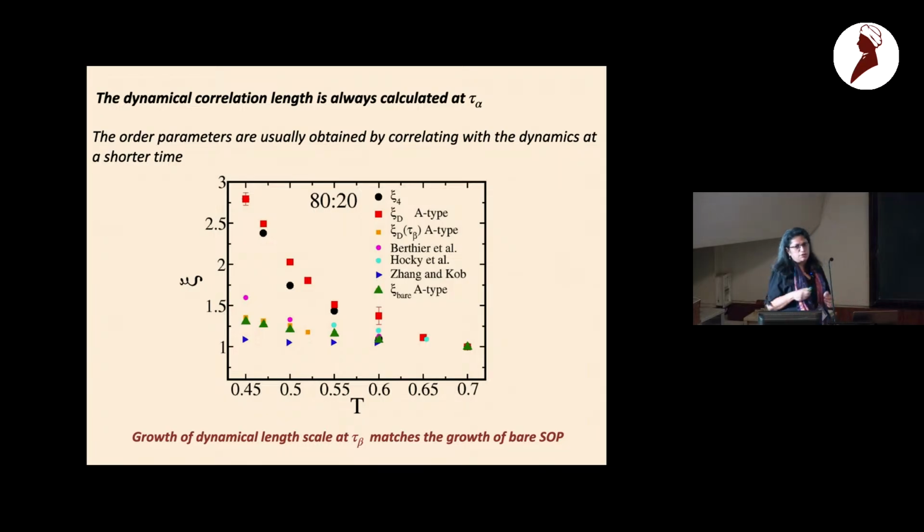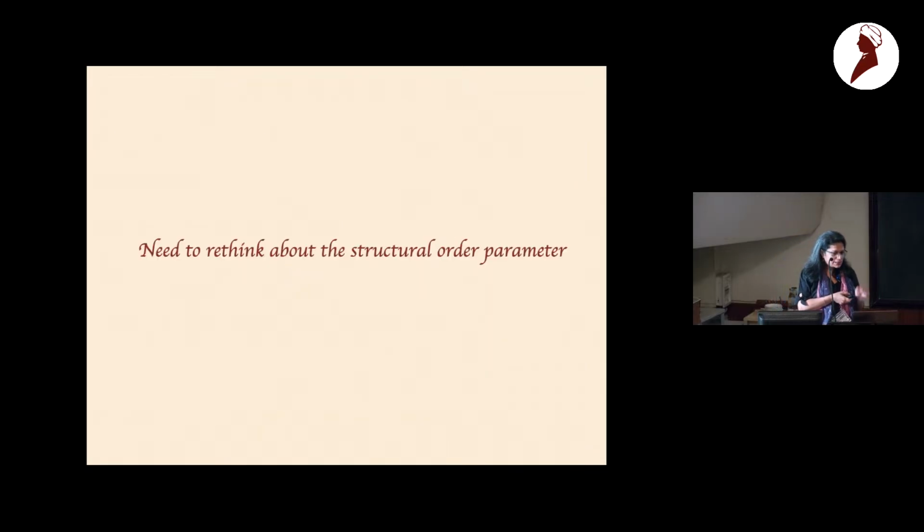So which means if I didn't do the dynamical length scale, the mobility correlation at the long time tau alpha, but I did it at a short time, which is the tau beta time scale, I would have seen a similar growth of the dynamical and static correlation length. So this tells me that we need to rethink our structural order parameter. The structural order parameter which was predicting the dynamics at short time is probably not the structural order parameter which predicts the dynamics at long time.